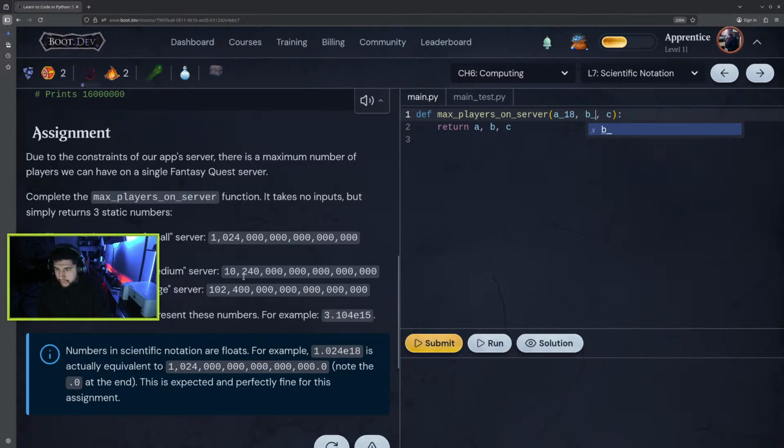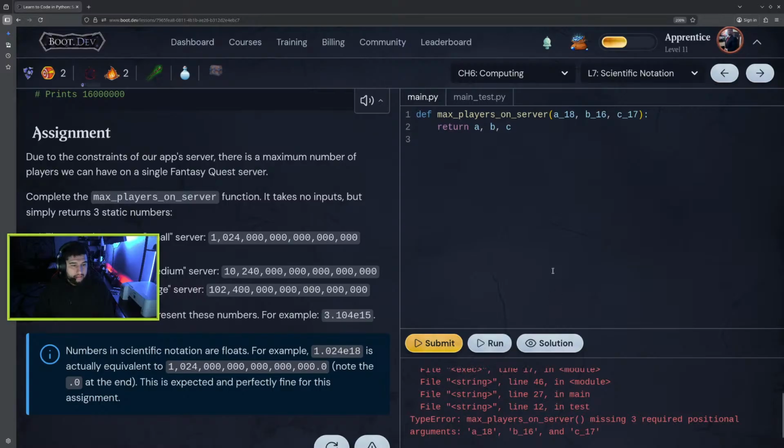Let's see. 1024. Let's see. 1 3 6 9 12 15 16. I don't think I'm doing this right, but let's see what happens. 3 6 9 12, and then 15 16 17 17. That's not gonna do anything.